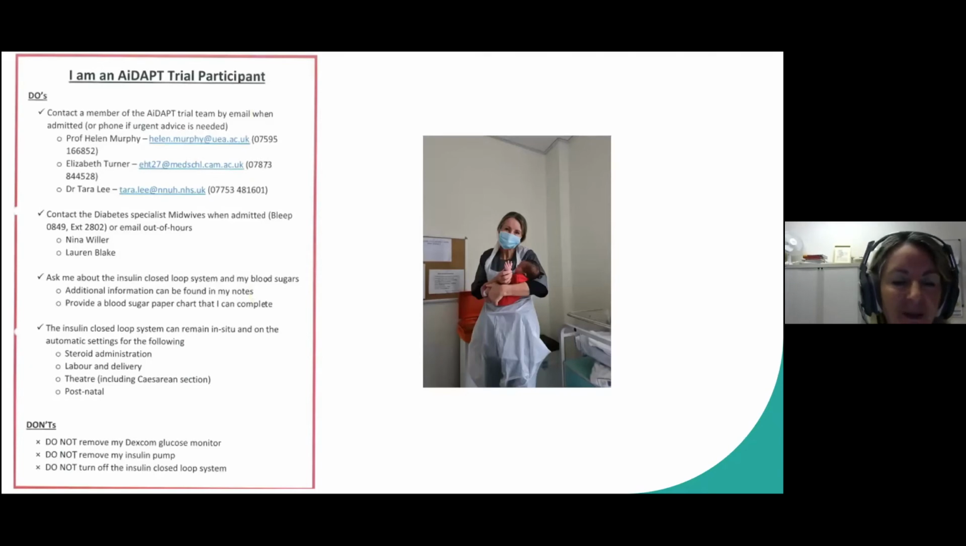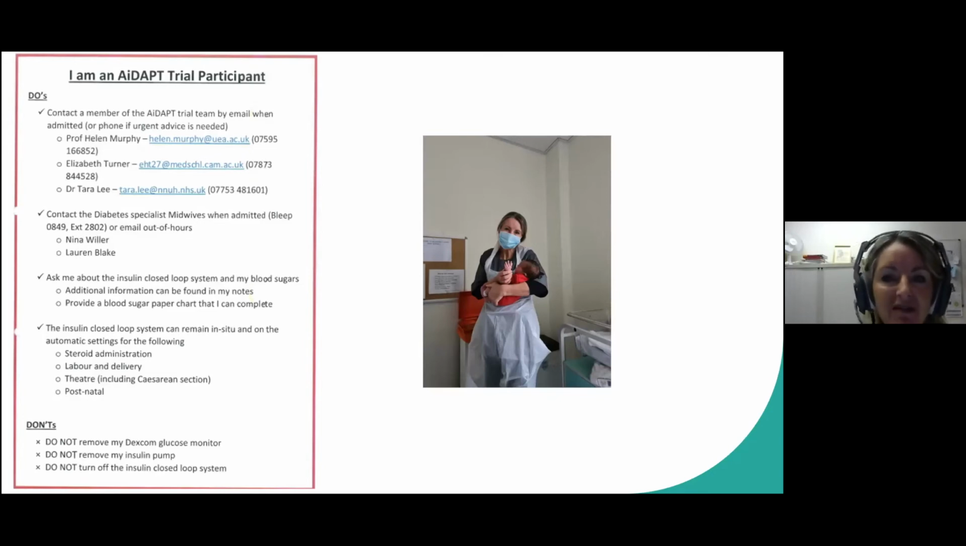And in fact, one of our trial participants made her own little alert that she takes into hospital to show the staff, saying, please do not remove my sensor. Please don't pull my pump off. Now, it still does happen. But ask me about this closed loop system and I'll tell you.